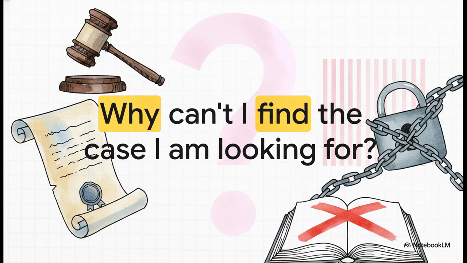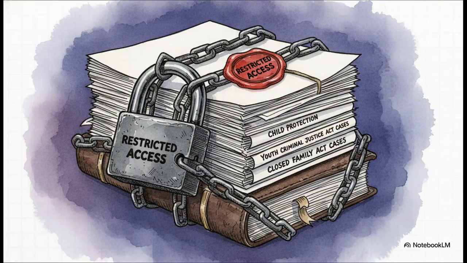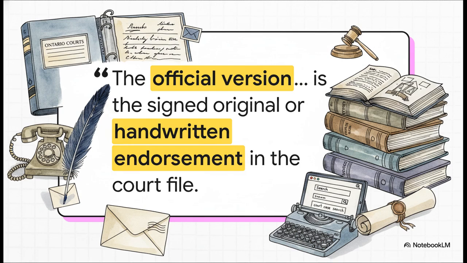So, did you do everything perfectly and still can't find it? Take a breath. You might just be hitting a legal wall. Not everything is meant for public eyes. Strict privacy rules shield minors and ongoing investigations. You legally cannot access child protection matters, adoptions, Youth Criminal Justice Act cases, or files under publication bans online. The absolute official version is always the physical, signed endorsement. If it isn't digitized yet, you've got to make a formal request, order a paid transcript, or directly call the courthouse.